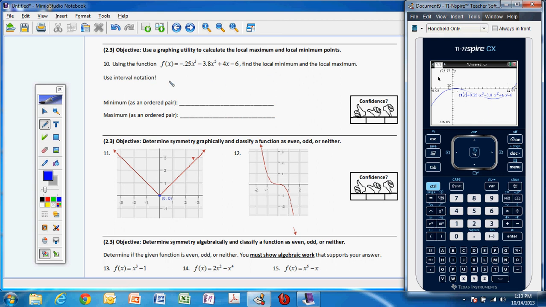And notice, from here, there are 2 different ways we can do this. You can do trace, but the other way you can do is you can go to menu and then analyze graph. And in this case, I'm going to do minimum first. So over here, I go from decreasing to increasing. So that's where I'm going to have a minimum. So all you do is you hit to the left of the minimum, and then you hit enter to the right, and notice the minimum point pops up.